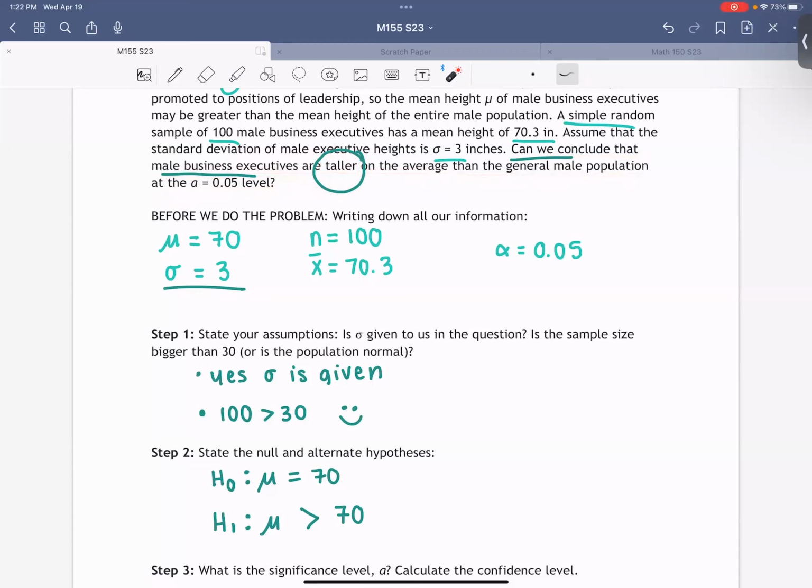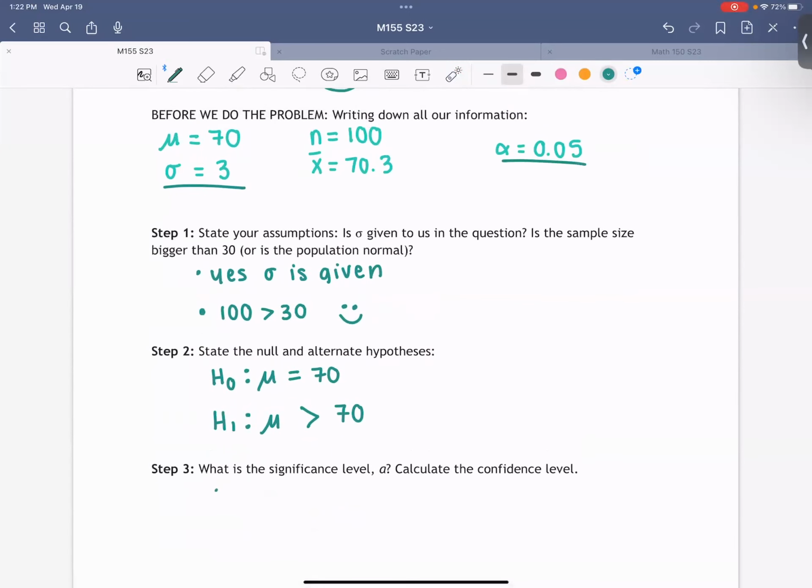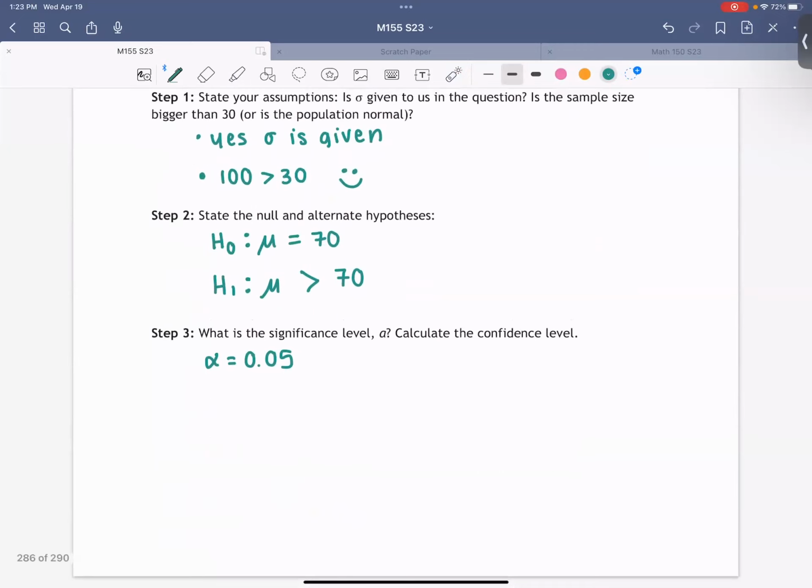Okay. Let's move on to step number 3. What is the significance level? Well, I wrote that down up here. Alpha equals 0.05. That was easy. Then it also says to calculate the confidence level. Okay. Who remembers how to find the confidence level? 1 minus alpha. Perfect. Or 100 times 1 minus alpha.